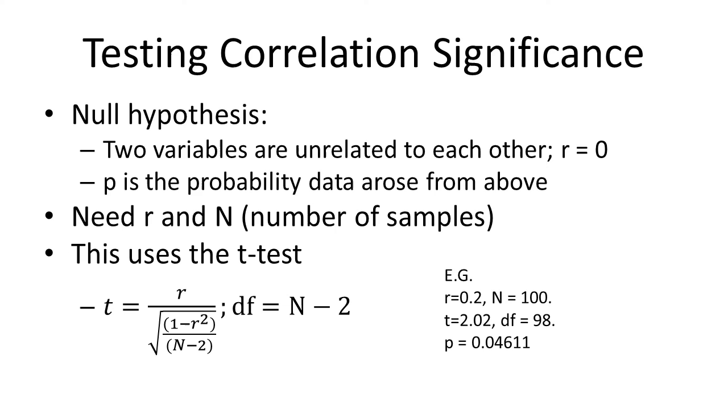So let's say you have a sample correlation of 0.2, and n is equal to 100. So 100 samples and two variables that you collected, you got 100 of each of those. t is going to equal 2.02, df is going to equal 98, and the p for the two-tailed, I believe, is going to be 0.0461. So what we can say here is that, given an alpha of 0.05, we can reject the hypothesis that these two values, which have a correlation of 0.2, are not related.